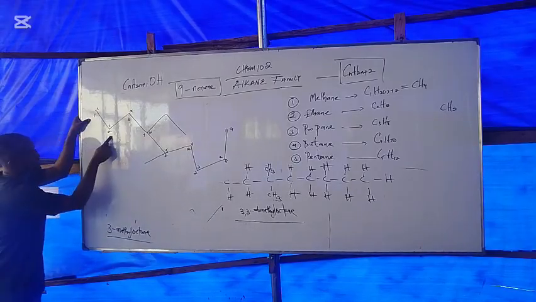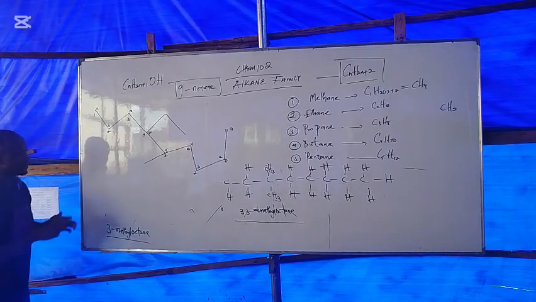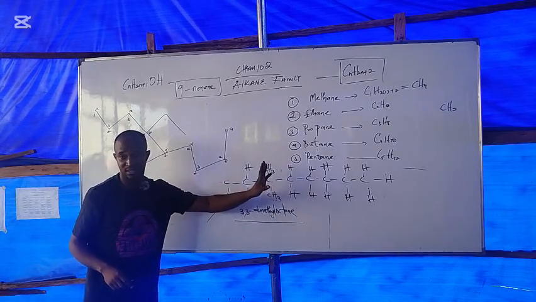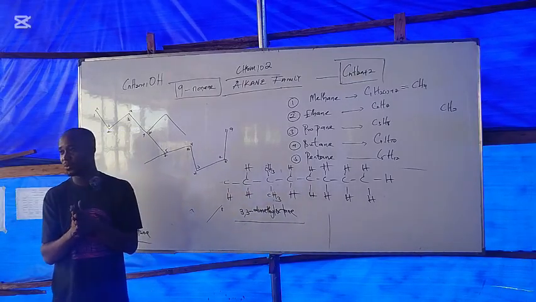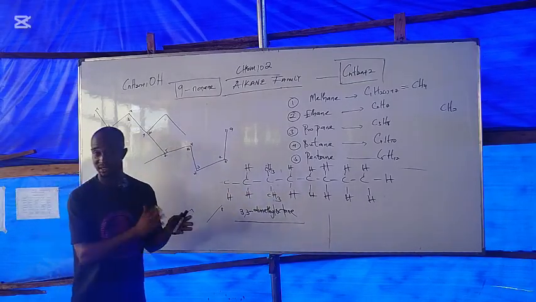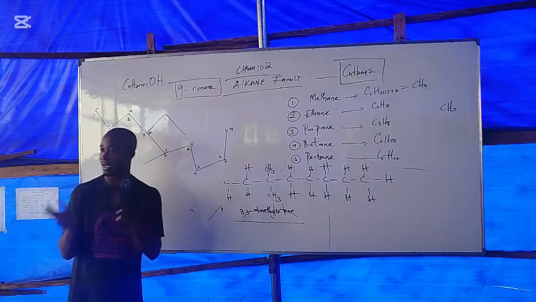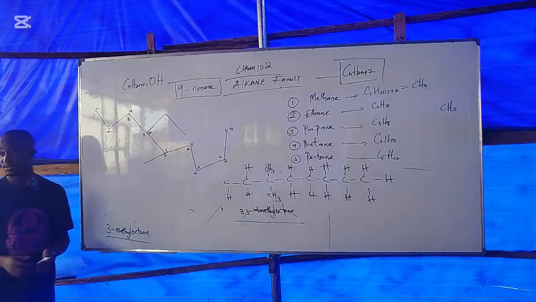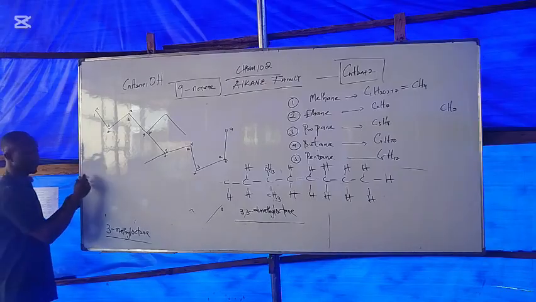From this region, you know, while naming, the substituent groups are arranged alphabetically, right? Is it not so? Between methyl and ethyl, which one will come first? Ethyl, right? Between ethyl and methyl, ethyl will come first. E before M. So ethyl will come before methyl.